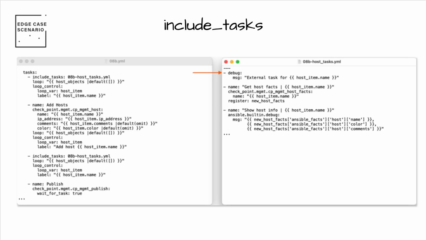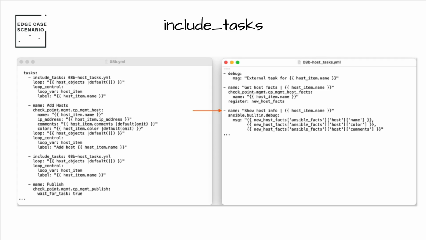Here's a new version of the external task list. First, let's do a debug statement to print the name of the current loop item variable. Next, call the host facts module to get the current state of that one object. Finally, another debug to print the contents of that object.